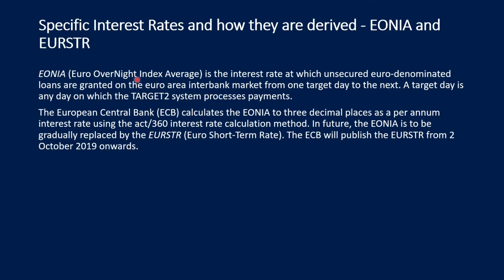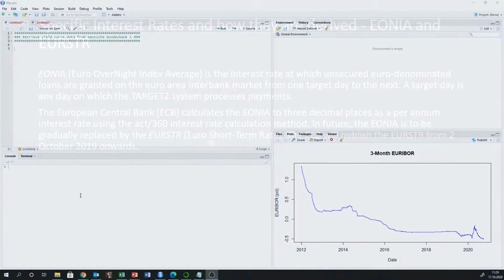In future, the Eonia is to be gradually replaced by the Eurostr, Euro short-term rate. The ECB will publish the Eurostr from 2nd October 2019 onwards.